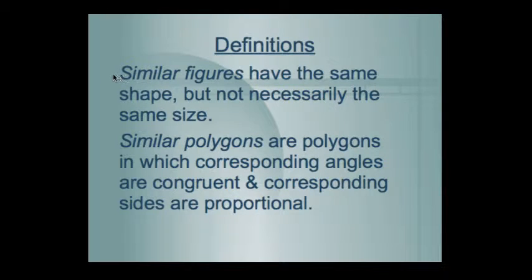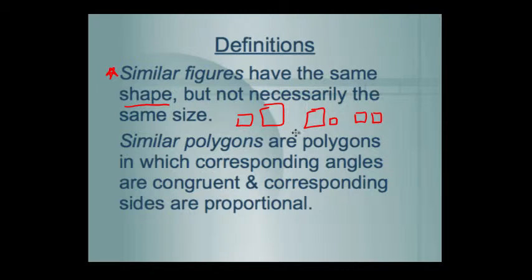Here's a definition. A similar figure or similar figures have the same shape, but not necessarily the same size. So if I have a small square and a large square, those are similar. Or if I had a large square and a small square, those are also similar. But did you notice it says "but not necessarily the same size"? That means they can be the same size. I can have two same size squares, but they don't necessarily have to be.